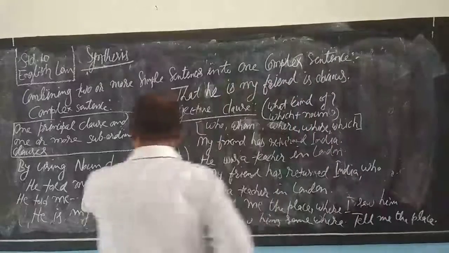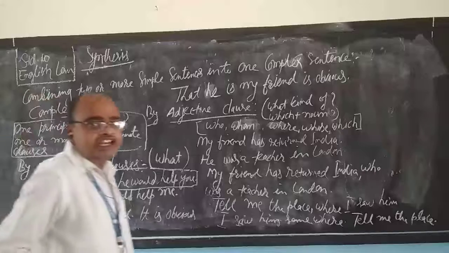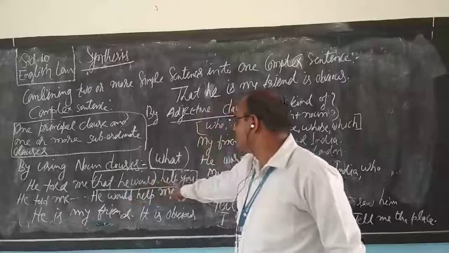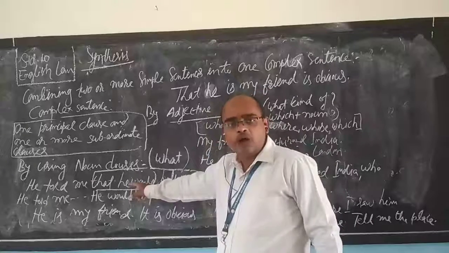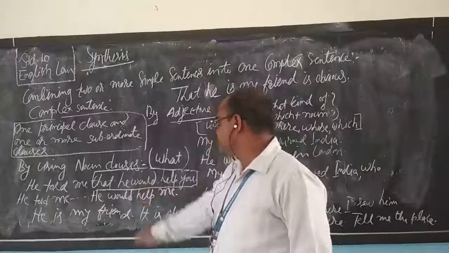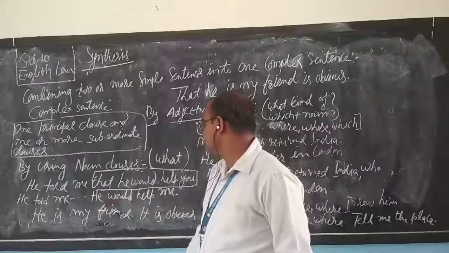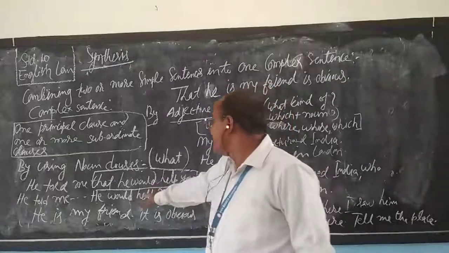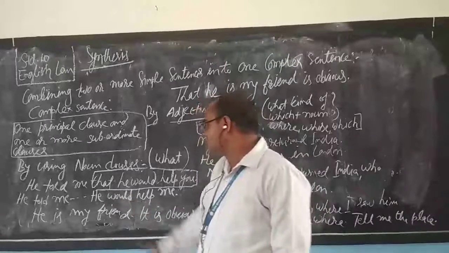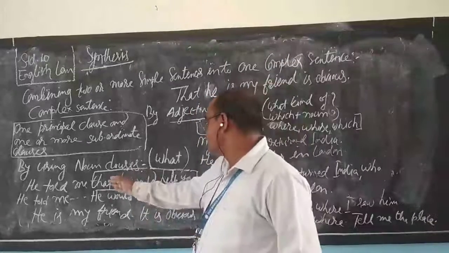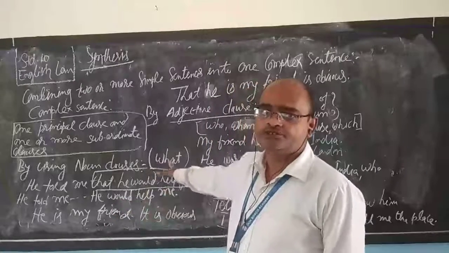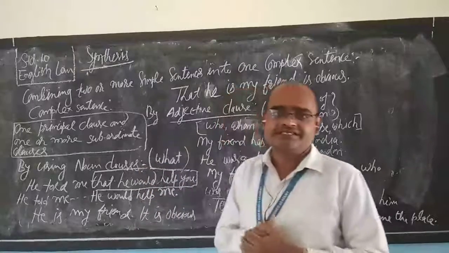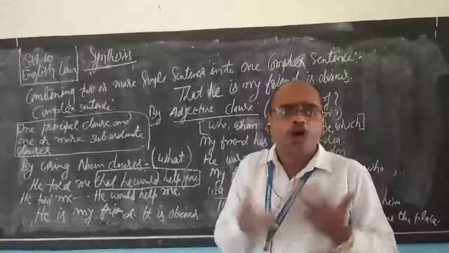If you ask the question here, what did he tell me? What's the answer? He would help you. So this is a noun clause. See here, two sentences: He told me. He would help me. If you join these sentences, what will it be? He told me that he would help me. So generally the conjunction used here is that. Sometimes we use what also.